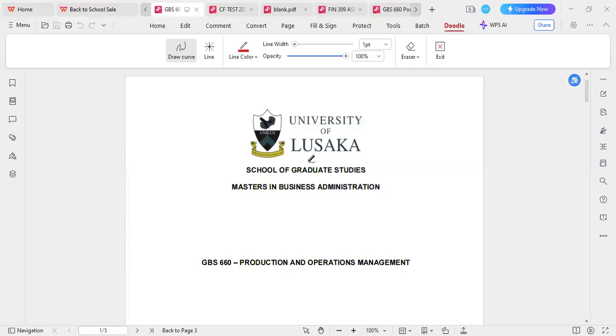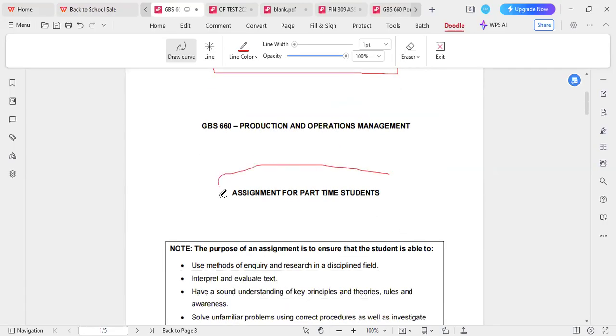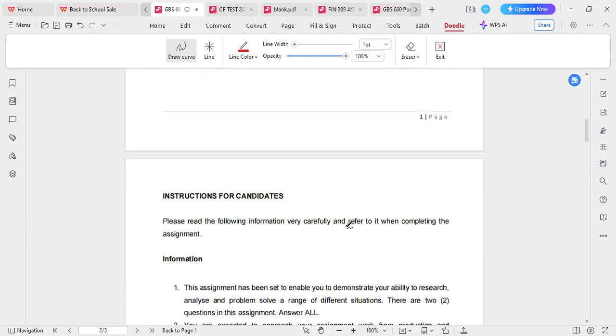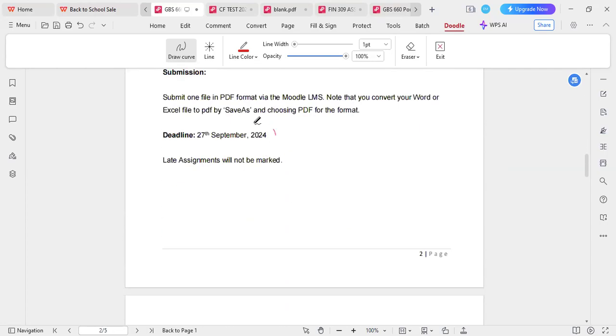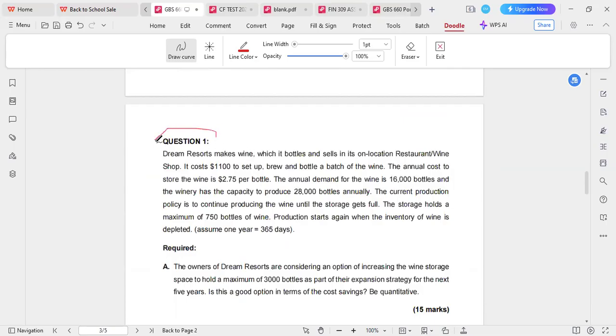Okay. Good afternoon. We are looking at the POM assignment review, the one that is due on 15th September 2024. The first question of this assignment was on inventory management.